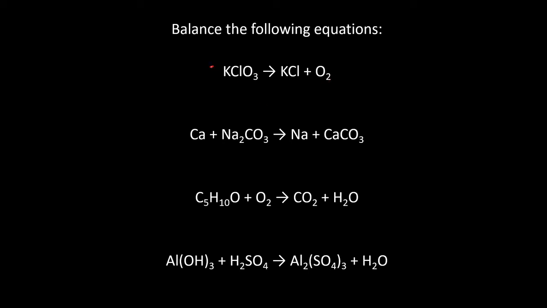And so what you should have ended up with is having 2 of these and 3 of those to get your oxygens to balance. And then now, because you have extra potassium and chlorines, you need the 2 in front of the KCl. And so now we have 2 potassiums, 2 chlorines, 6 oxygens, and 6 oxygens.